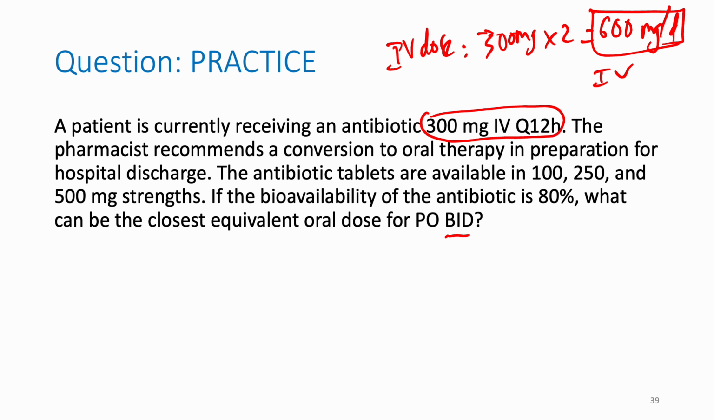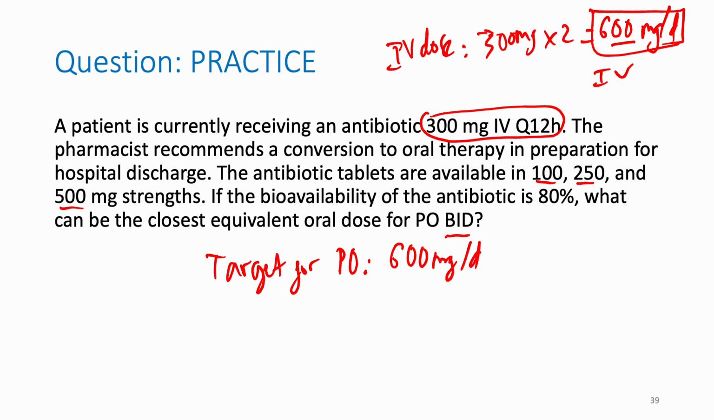Now we calculate, and the available strengths are 100, 250, and 500 milligram. So in this case, you want a dose like 600 milligram per day, and because it's IV, that means 100% of the drug is in the blood. So you have the target for oral, close to 600 milligram per day. So that's the target.